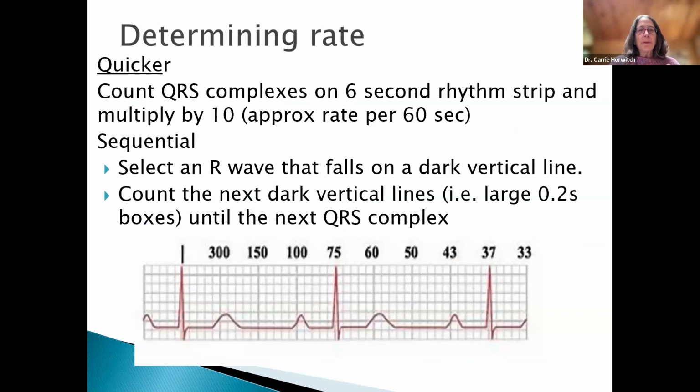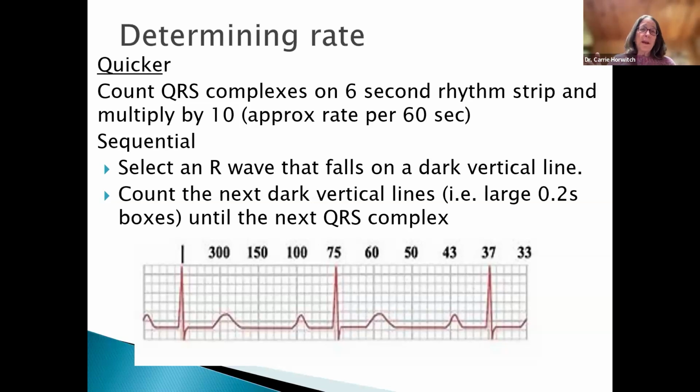So let's start with rate. There are a couple quicker ways to determine rate. One is by counting the number of QRS complexes in a 6-second rhythm strip. Now, remember I said on most EKGs, it's a 10-second rhythm strip. So to get a 6-second strip, you have to do a little bit of finagling to cut off the extra 4 seconds and then figure that out.